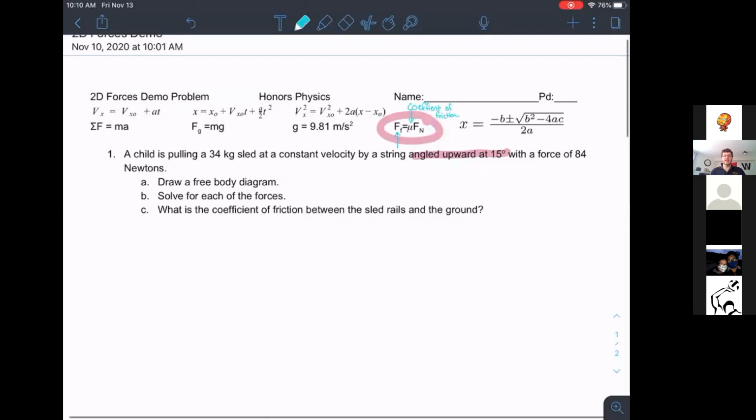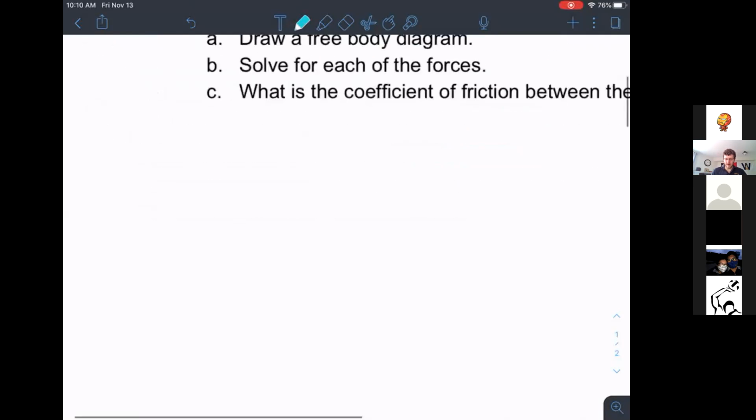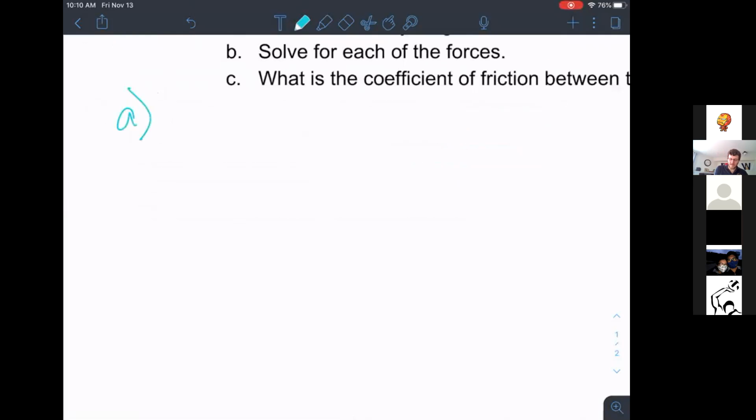The first thing it says for us to do is draw the free body diagram, which is going to be our case every single time. So let's read the problem. A child is pulling a 34 kilogram sled at a constant velocity by a string angled upwards at 15 degrees with a force of 84 newtons. Let's draw our free body diagram and see if we can identify any information from that statement.